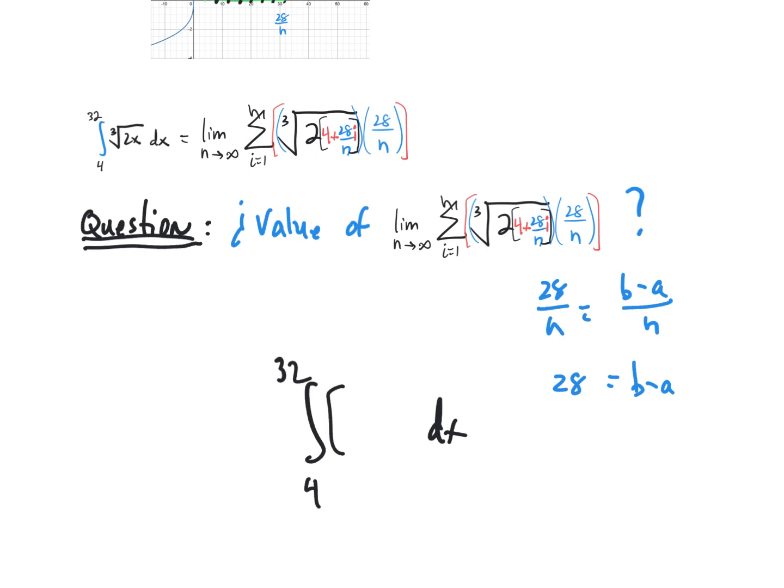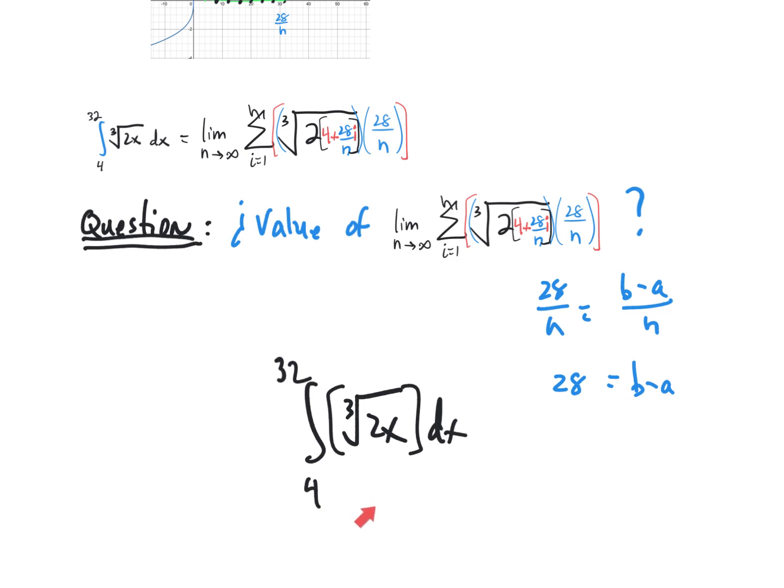So we just need an expression for the height of the rectangles, which will be the y value, which we can see is the cube root of 2 times our input. And just like that, we can evaluate this Riemann sum by just converting it to this notation and then using all the great fundamental theorem of calculus stuff to do this really quickly and easily.